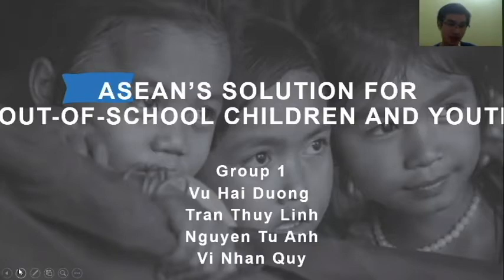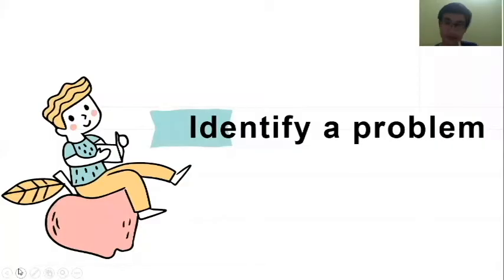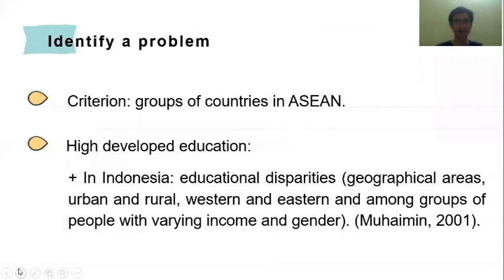Okay, so now let's dive in. The first part is about identifying a problem. Based on the criterion of groups of countries in ASEAN, we have two groups of countries, which are highly developed education and less developed education. Now let's talk about the highly developed education. We take an example of Indonesia.